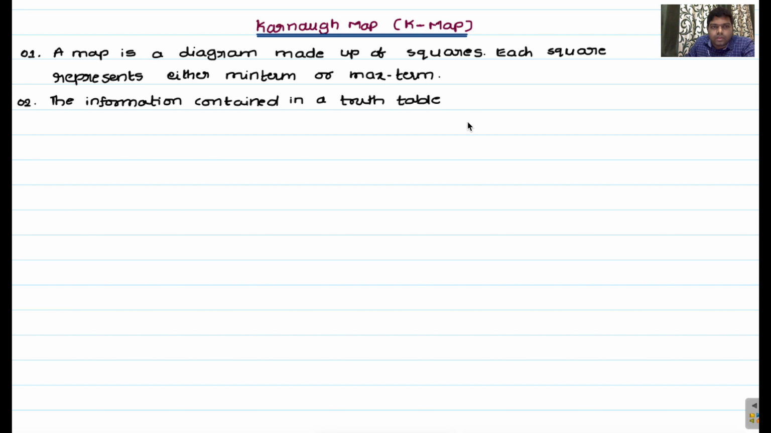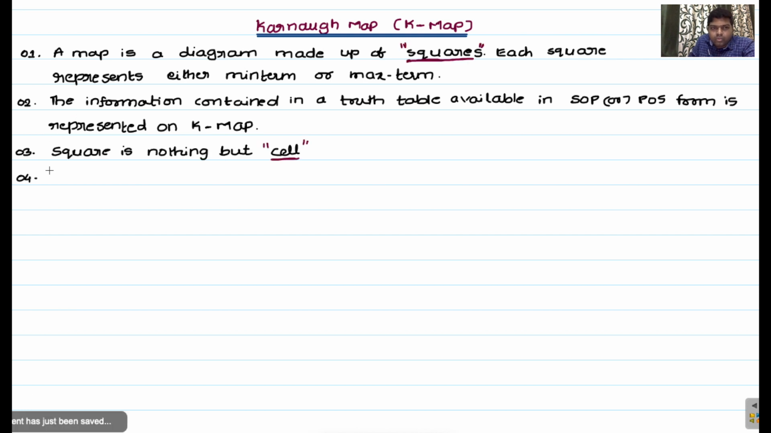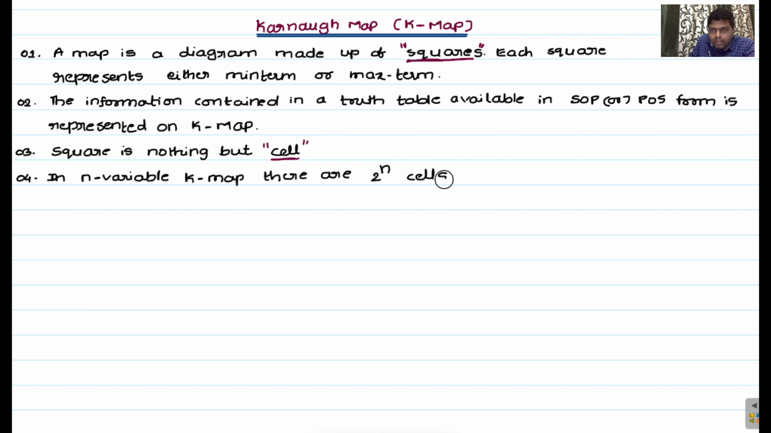And the second point, the information contained in a truth table available in sum of product or product of sum form is represented on the K-map. And the third point, a square is nothing but a cell. Next point, in an n variable K-map there are 2 to the power of n cells. Okay, this is very important.